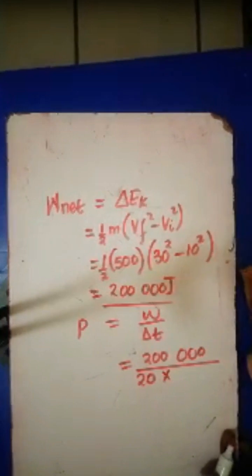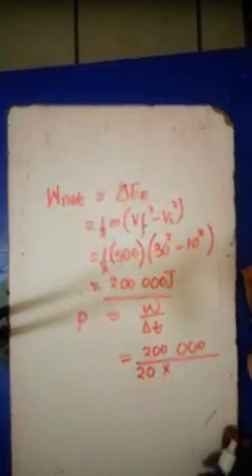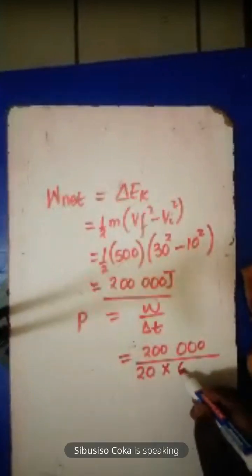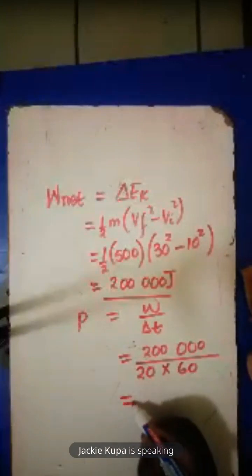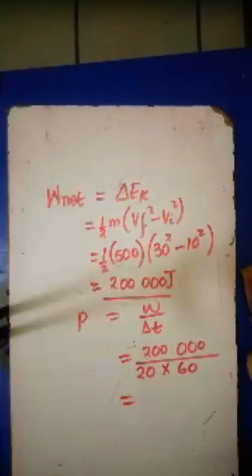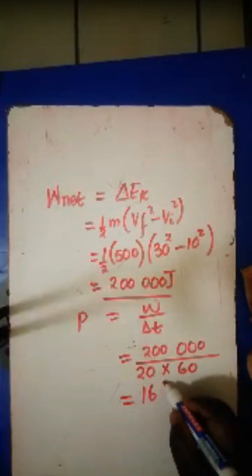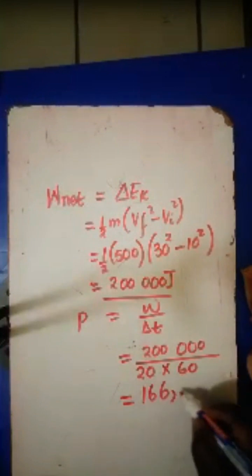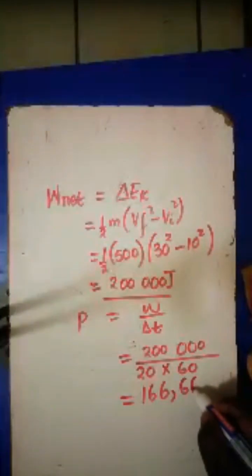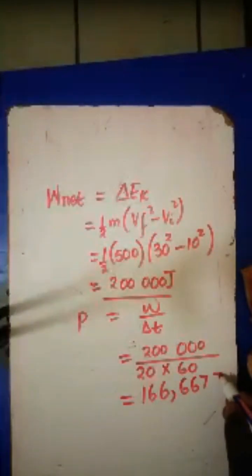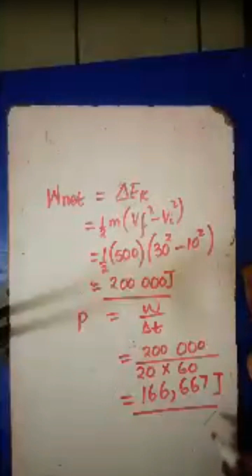Times what? Times 60. Times 60, you are very correct. Minutes to seconds, times 60. So if you do it on your nice calculator, you must get something like 166,67. Or then I can have 167. That's fine. We can say 167 W.